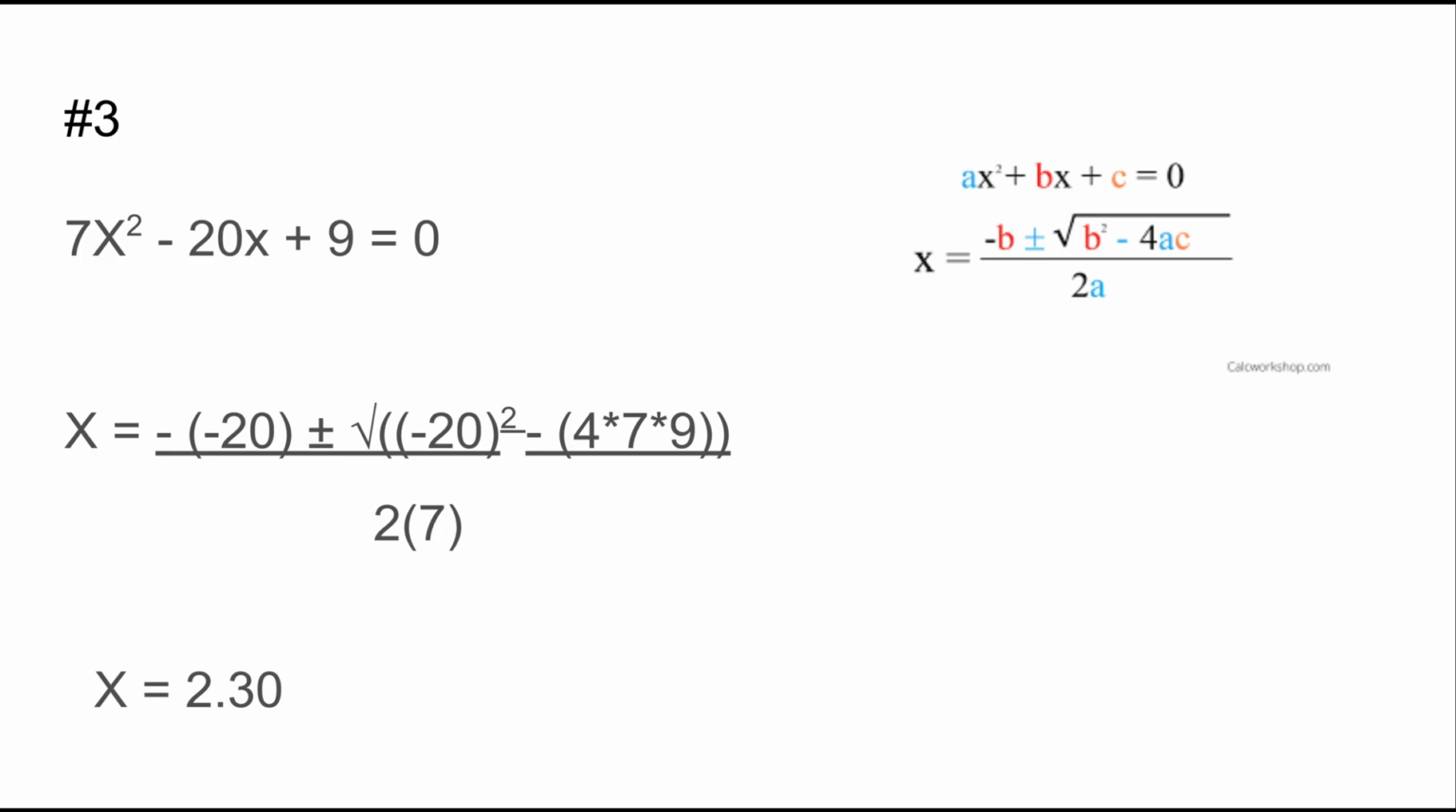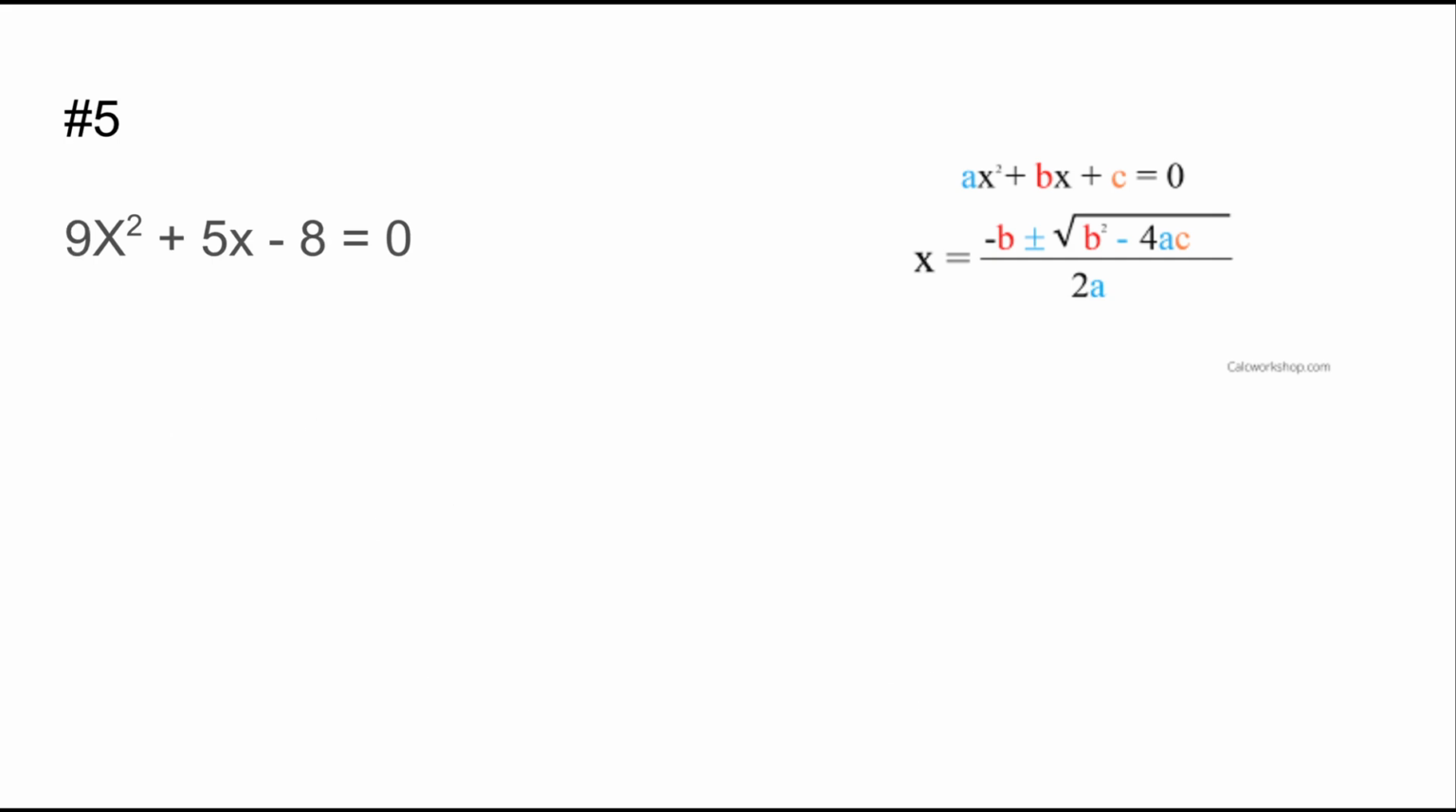Negative 20 minus the square root of negative 20 squared minus 4 times 7 times 9, enter, divided by 14. x equals 56 hundredths. These are our two solutions. Make sure you put them in a bracket. Your set of solutions are, and put a comma in between them.